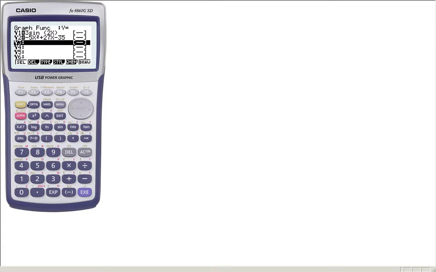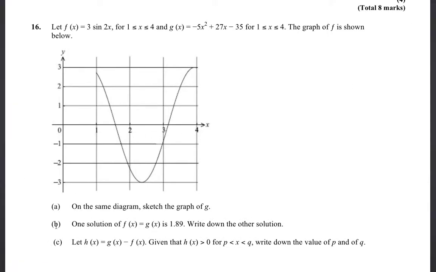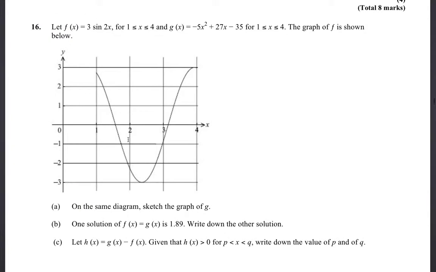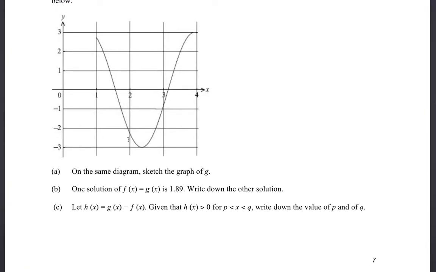Okay, so the domain is x between minus 1 and 4, and the y-axis is minus 3 to plus 3. That is that. Okay, fine. So let me draw. Okay, you get the graphs of both the curves. Okay, so let us look at the mark scheme.